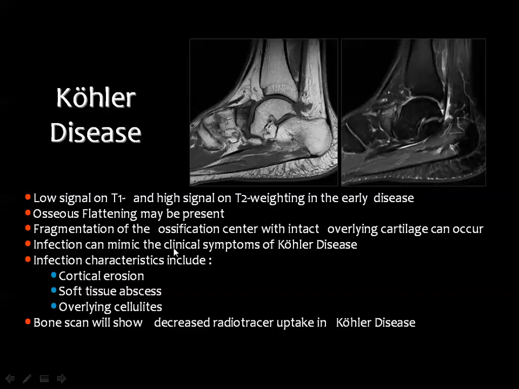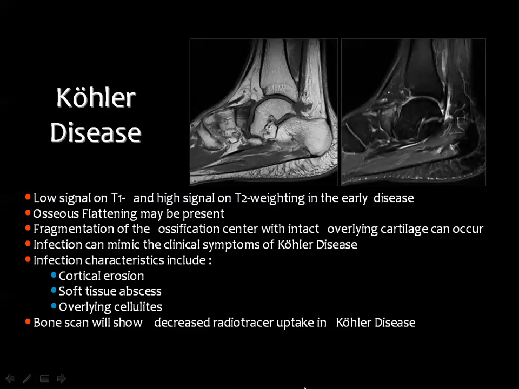Then in order to differentiate avascular necrosis from, let's say, infection of the tarsal bones: in cases of infection, you get erosion of the cortex, you get soft tissue abscesses, and you get overlying cellulitis. But in avascular necrosis, you get just bone marrow edema of the navicular with, of course, partial or complete collapse of the bone.